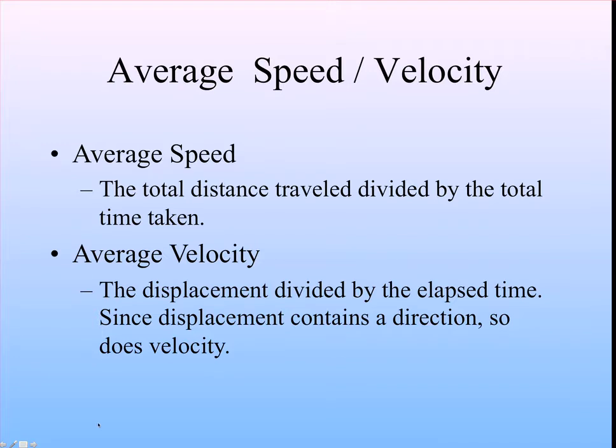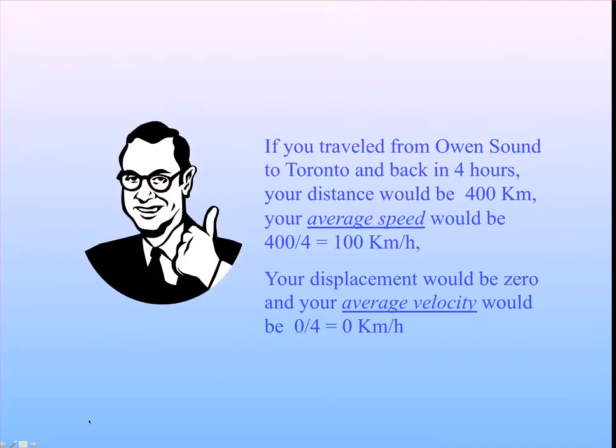And so we can look at the equations for both velocity and speed in the average. Over whatever time period you're looking at, average velocity will equal your displacement divided by time. This delta refers to a change in time.